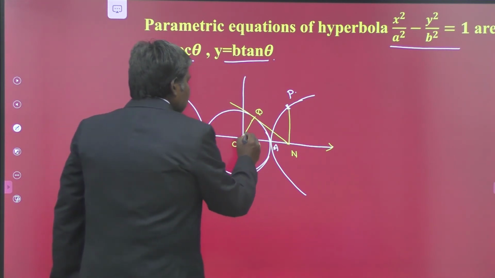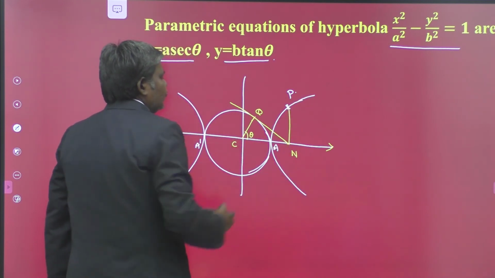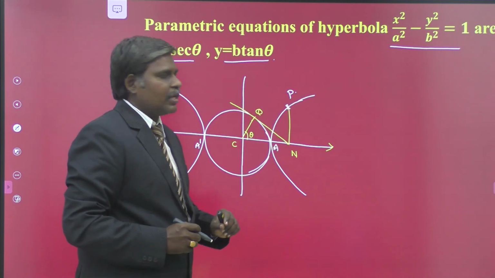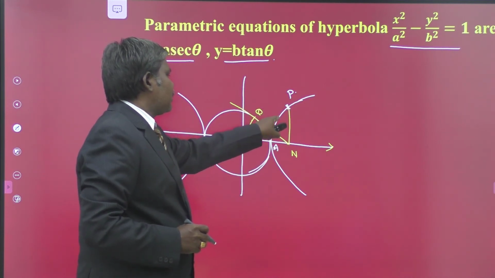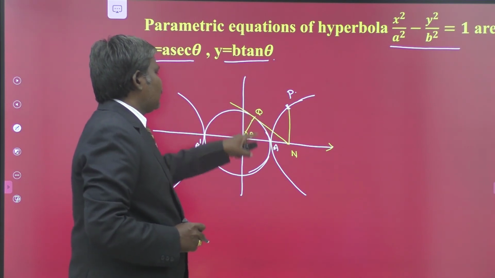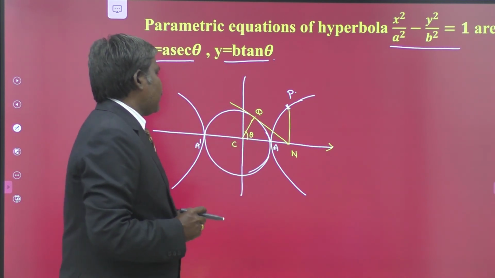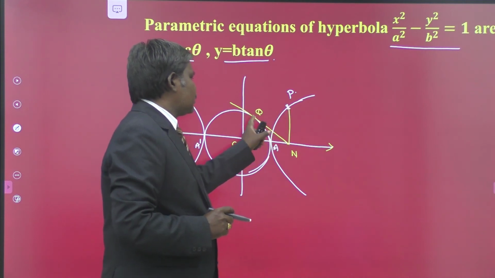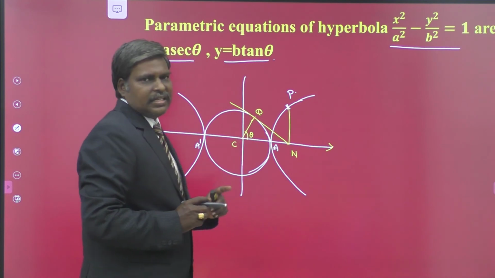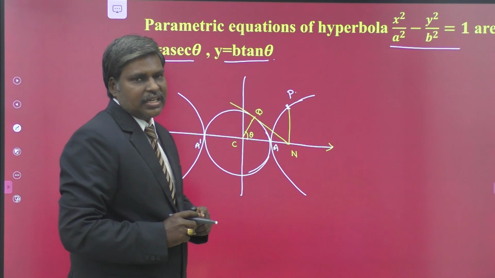Now, this is angle theta, which varies from point to point as P moves along the hyperbola. Am I correct or not? If your point P changes from here to here, automatically Q will change, then the line CQ will change, and theta is changed. So there is one correspondence. For every point P, there exists one point of contact Q, so there exists one angle theta. For every movement of P, there is one Q. Understand?